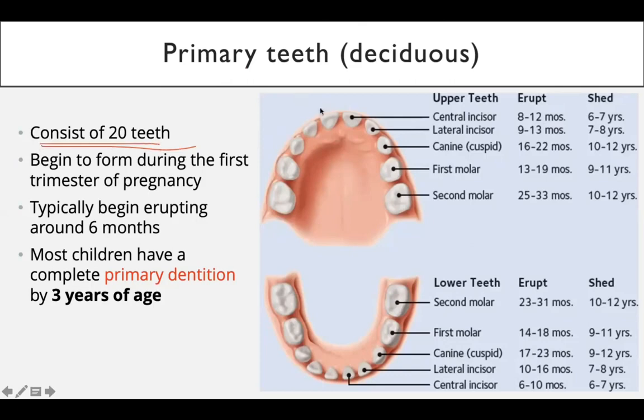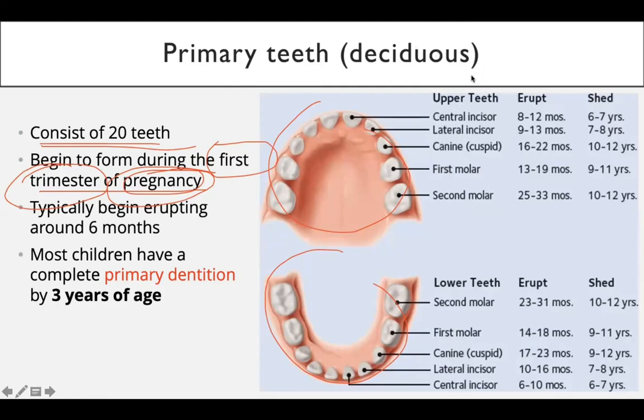Consists of 20 teeth, deciduous. That's why deciduous. Baby teeth, milk teeth begin to form during the first trimester of pregnancy. So the baby is still inside, the woman is pregnant, and in the first trimester, these teeth begin to form. So when the baby is born, why are these teeth not shown? They are not outside. Why? Because they are still inside. Give them some time.